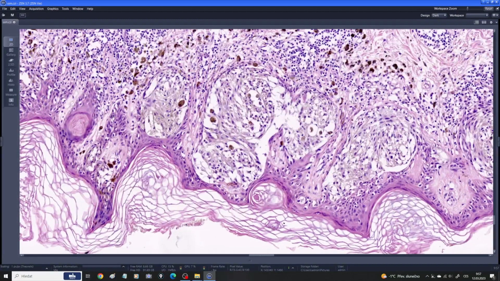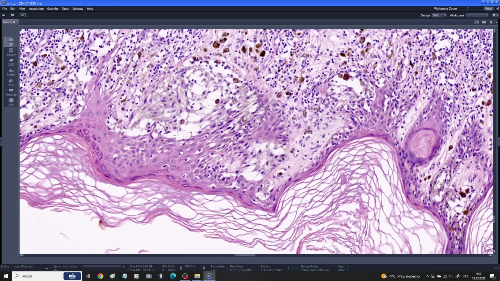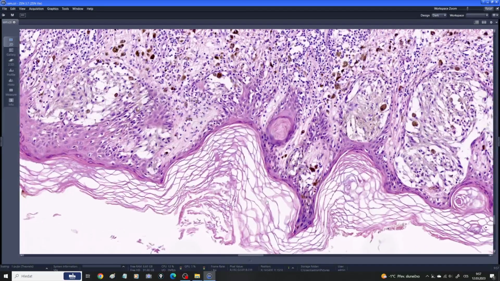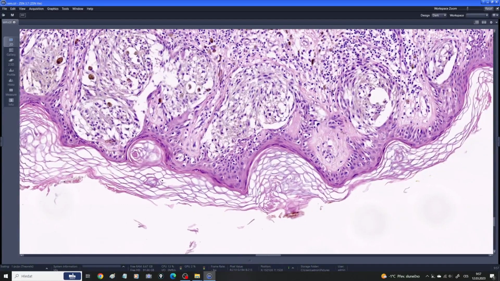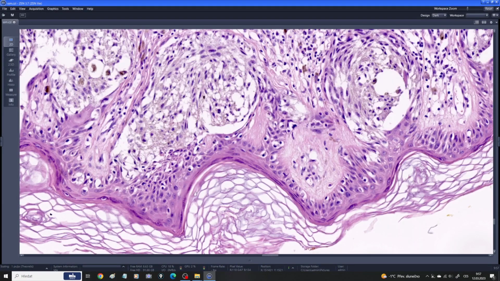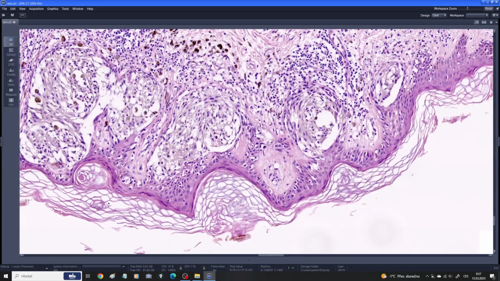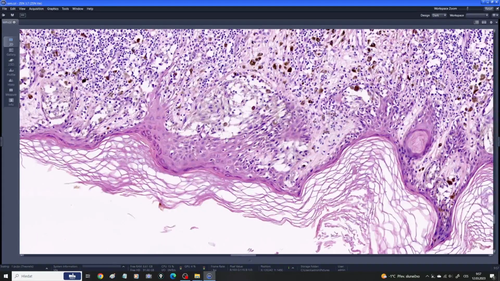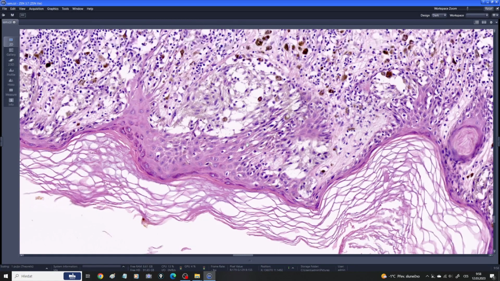And what can you also see is this. As I mentioned before, this is pagetoid spread. So here you can see those individual pale melanocytes that grow and infiltrate the epidermis, and they grow into the upper layers of the epidermis. This is pagetoid spread, and this is one of the typical features of melanoma, and you shouldn't see it in benign nevi. So this is another feature that tells us that this is not completely benign, but rather melanoma. So this is pagetoid spread.